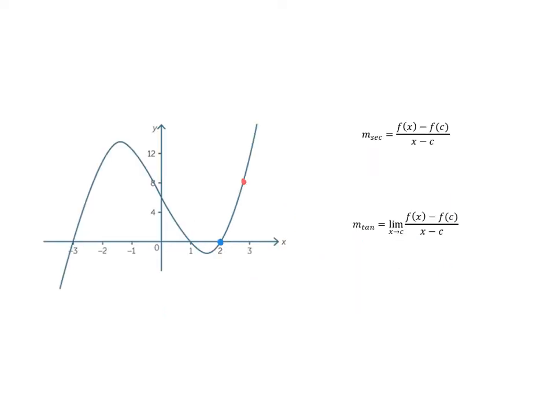On this slide, we have the same picture of our graph. This time our c is 2, that's our blue dot, and then the x is whatever's moving close to it. For example, to start, our x looks like it's about 3. Now, as that 3 gets closer and closer to 2, we're able to find the slope of the tangent line.